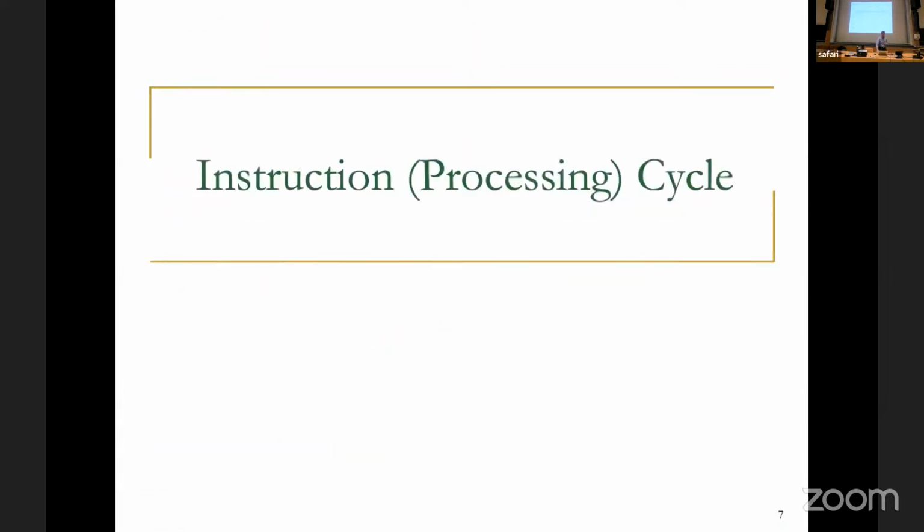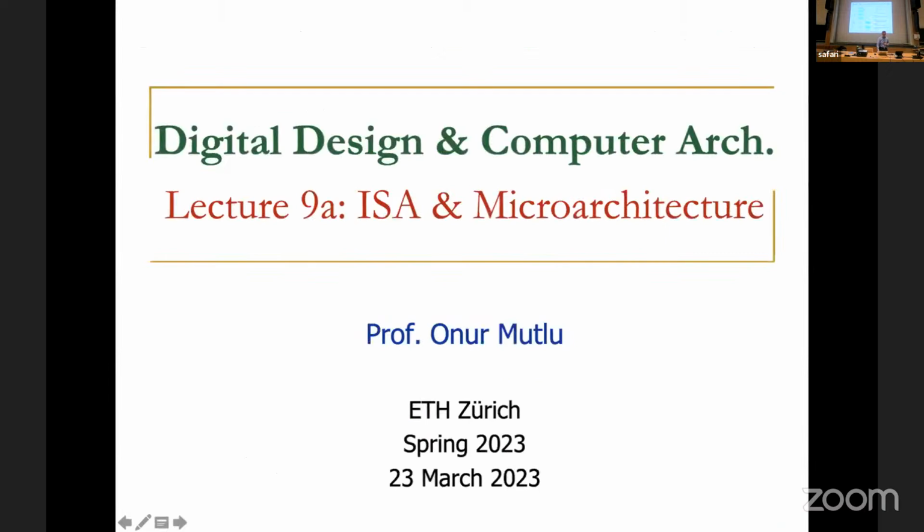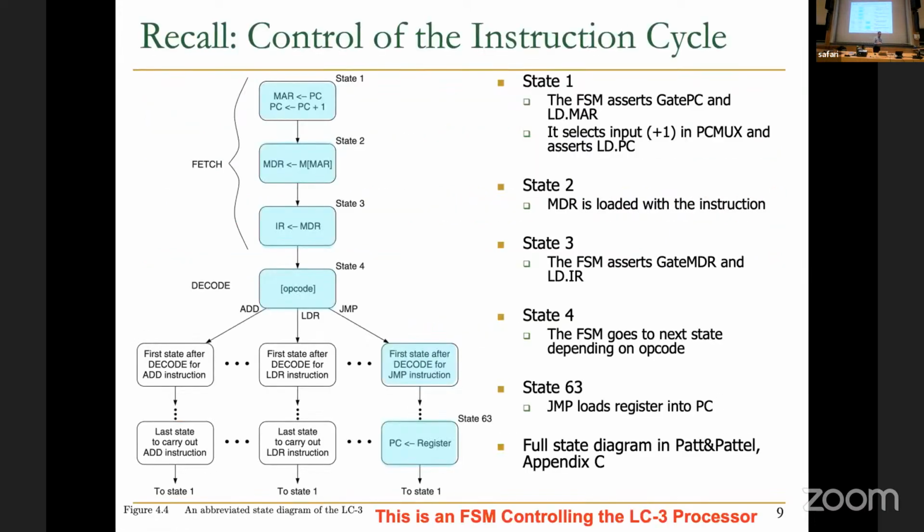But just to jog your memory, we've been talking about the instruction processing cycle, which looks like this. Every instruction goes through these 6 stages. And after the last stage, a new instruction gets fetched. And that's the sequential processing paradigm of the von Neumann model. We're going to deconstruct that at the end of today's 9A lecture, let's say. And we've also seen the control of the instruction cycle using this finite state machine, if you recall. I'm going to close this.